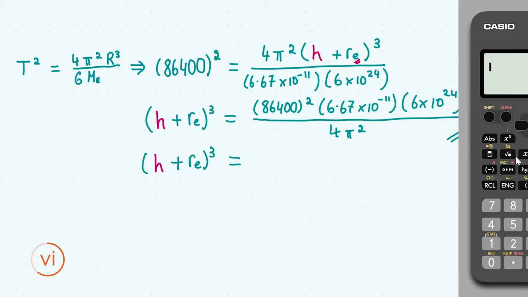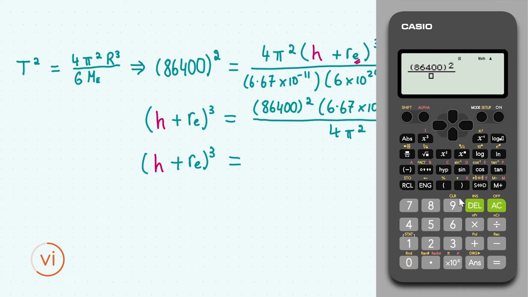So setting h plus the radius of the Earth all cubed. We're going to get up our calculator using brackets to multiply out everything. Hitting that equal sign, we get this value here in scientific notation, which I'd encourage you again to put down in your answer sheet. Now let's cube root both sides.